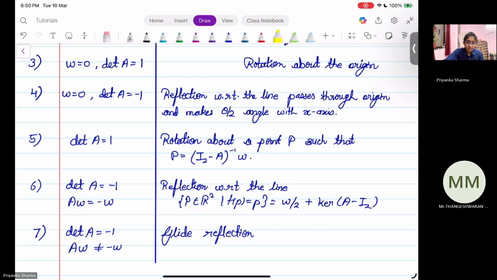And if the determinant of A is minus 1, and we have the condition that Aw = -w, then we will get a reflection. And if Aw is not equal to -w, then we will get a glide reflection.